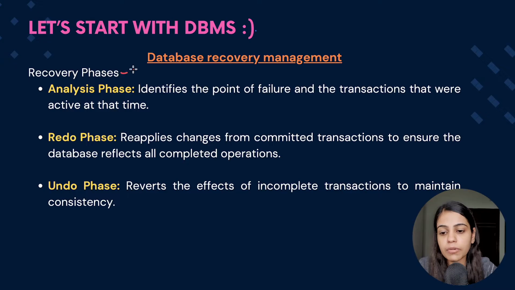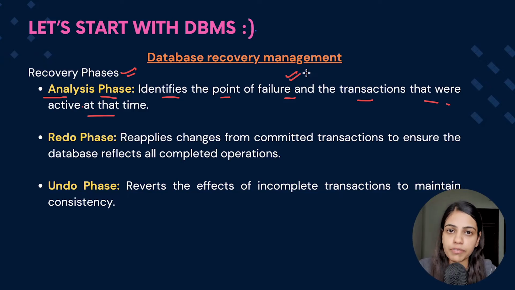First let's see the recovery phases. The first phase is the analysis phase. It identifies the point of failure and the transactions that were active at that time. So it will identify at what point the failure happened and what were the transactions that were active at that particular instant of time. Now coming to the redo phase, it reapplies the changes from the committed transactions to ensure that the database reflects all completed operations.